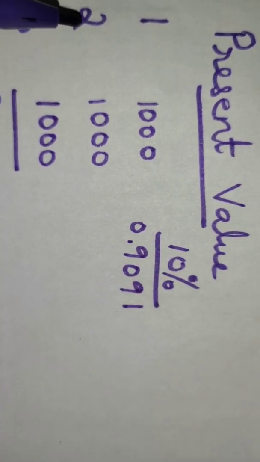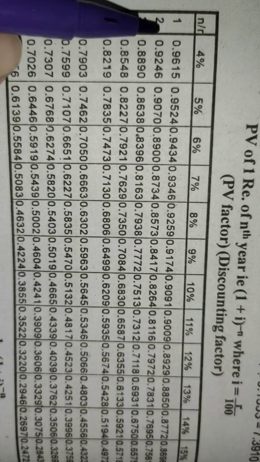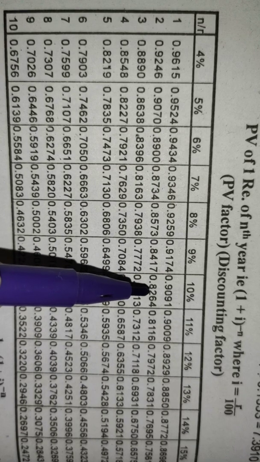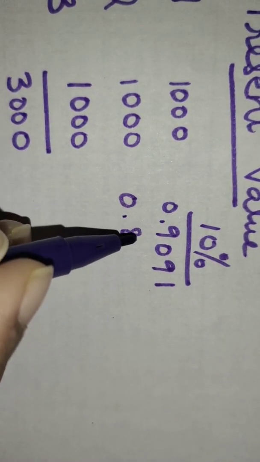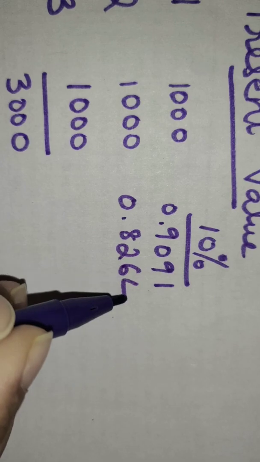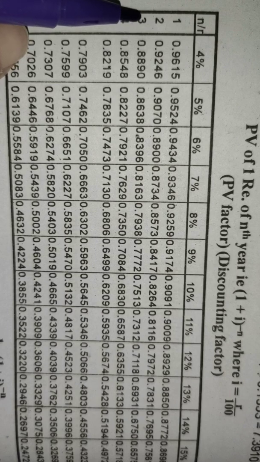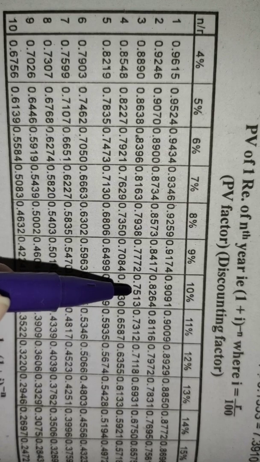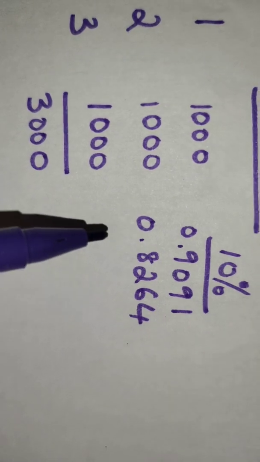0.9091. Now, second year, 1000 rupees diminishing at 10%. So, second year, second row and 10% column, it is 0.8264. Write it there, 0.8264. Now, third year. So, third year is the third row and the 10% column, the value is 0.7513. So, write it against the third year, 0.7513.